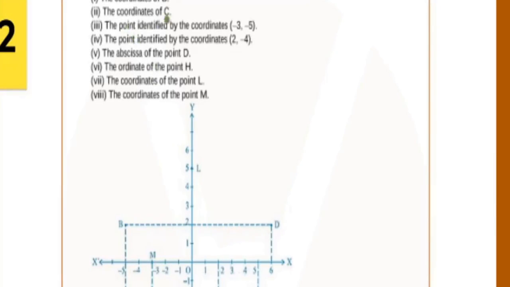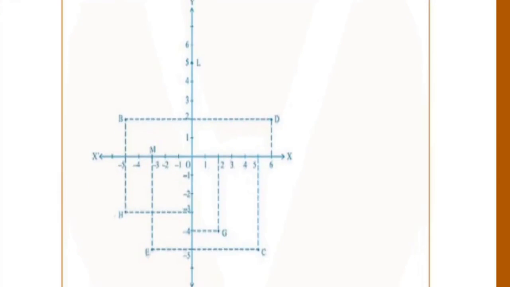Second question, find the coordinate of C. First you find the point C. Here C is here. Here x coordinate we can write 5. 5 is the x coordinate, that means from the x axis you will get the x coordinate. Corresponding y coordinate is -5. So this point C is (5, -5).